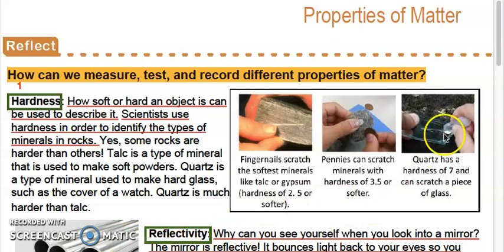So if you look at this diagram here, these pictures, it says fingernails scratch the softest minerals like talc or gypsum. That's a hardness of 2.5 or softer. So the hardness is described with numbers. The higher the number, the harder the material. Pennies can scratch minerals with a hardness of 3.5 or softer. So pennies are harder than your fingernail. Then the third picture is quartz, which has a hardness of 7 and can scratch a piece of glass. We'll talk more about this later.